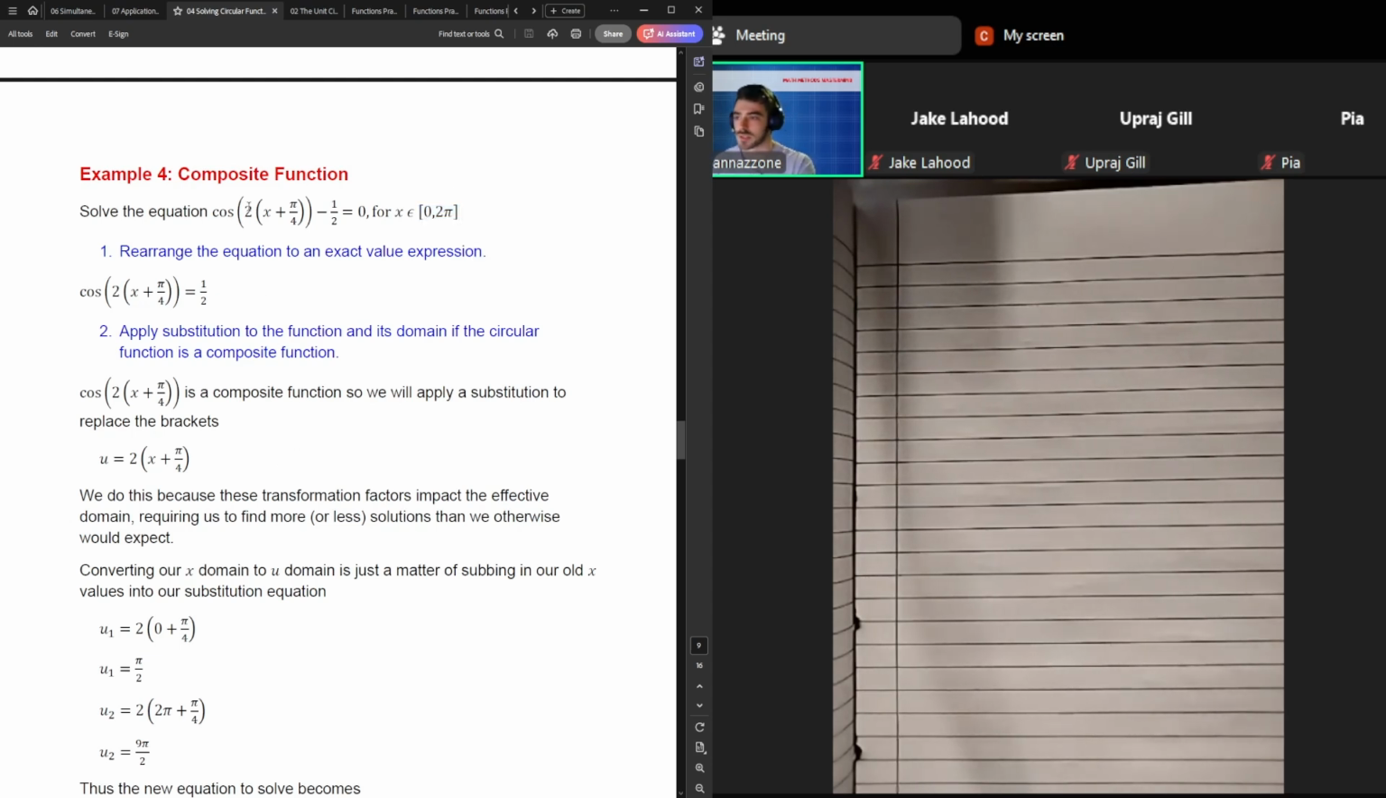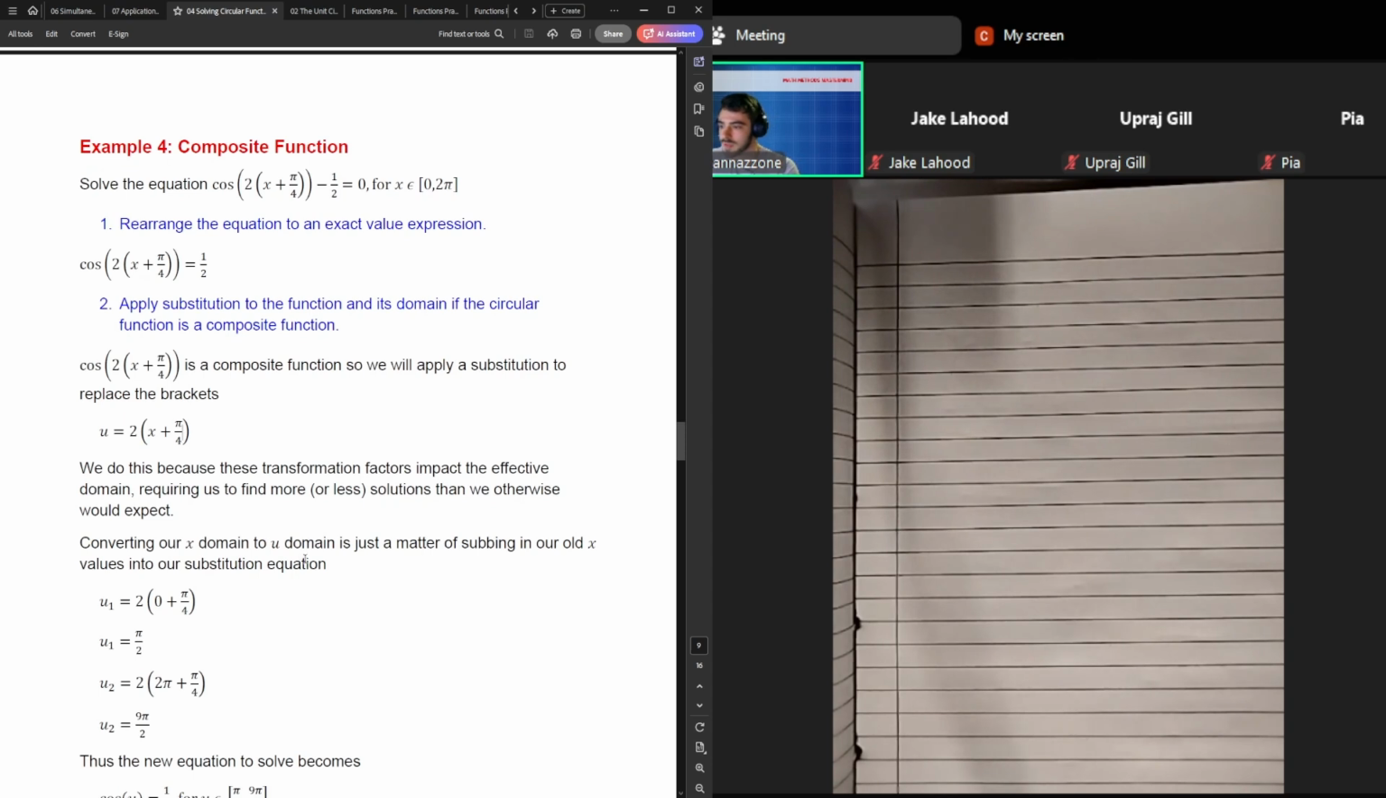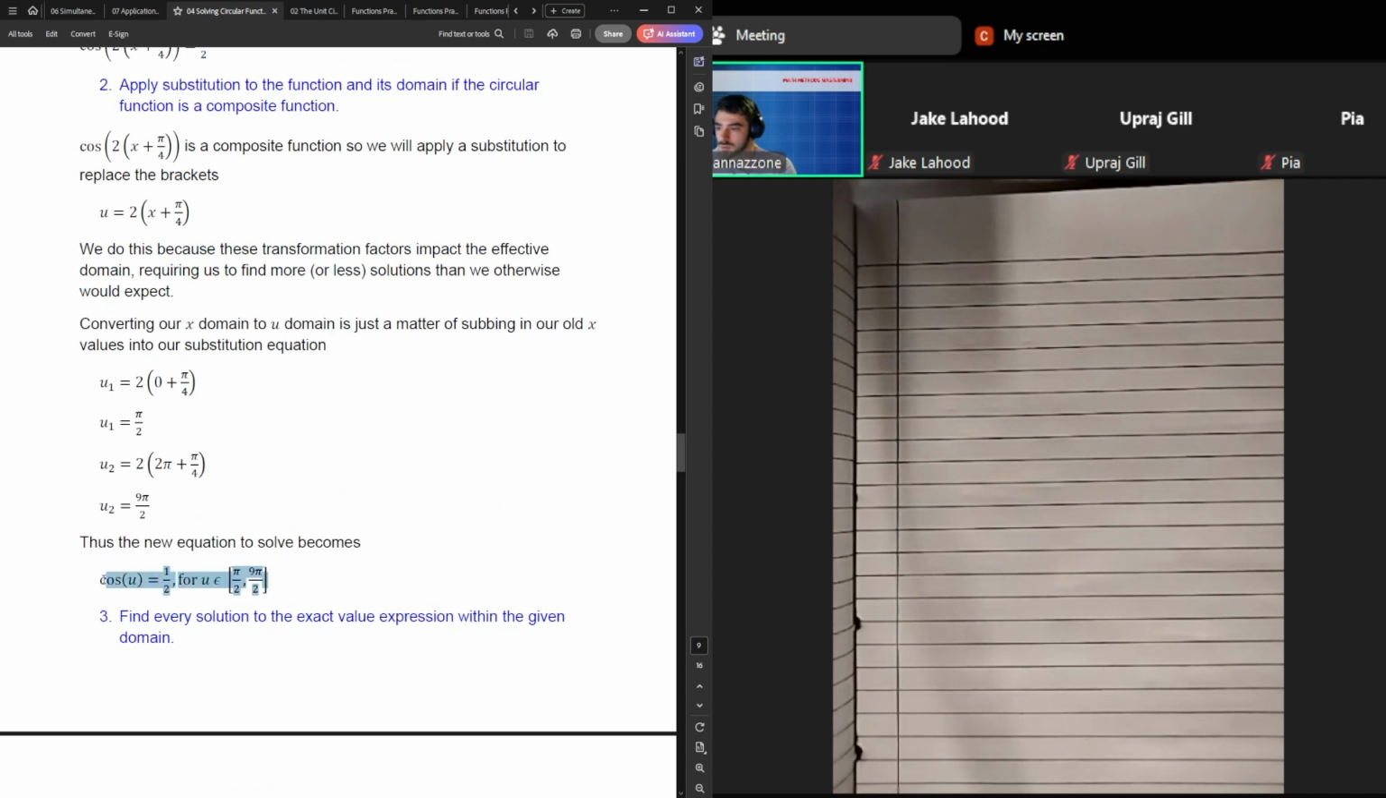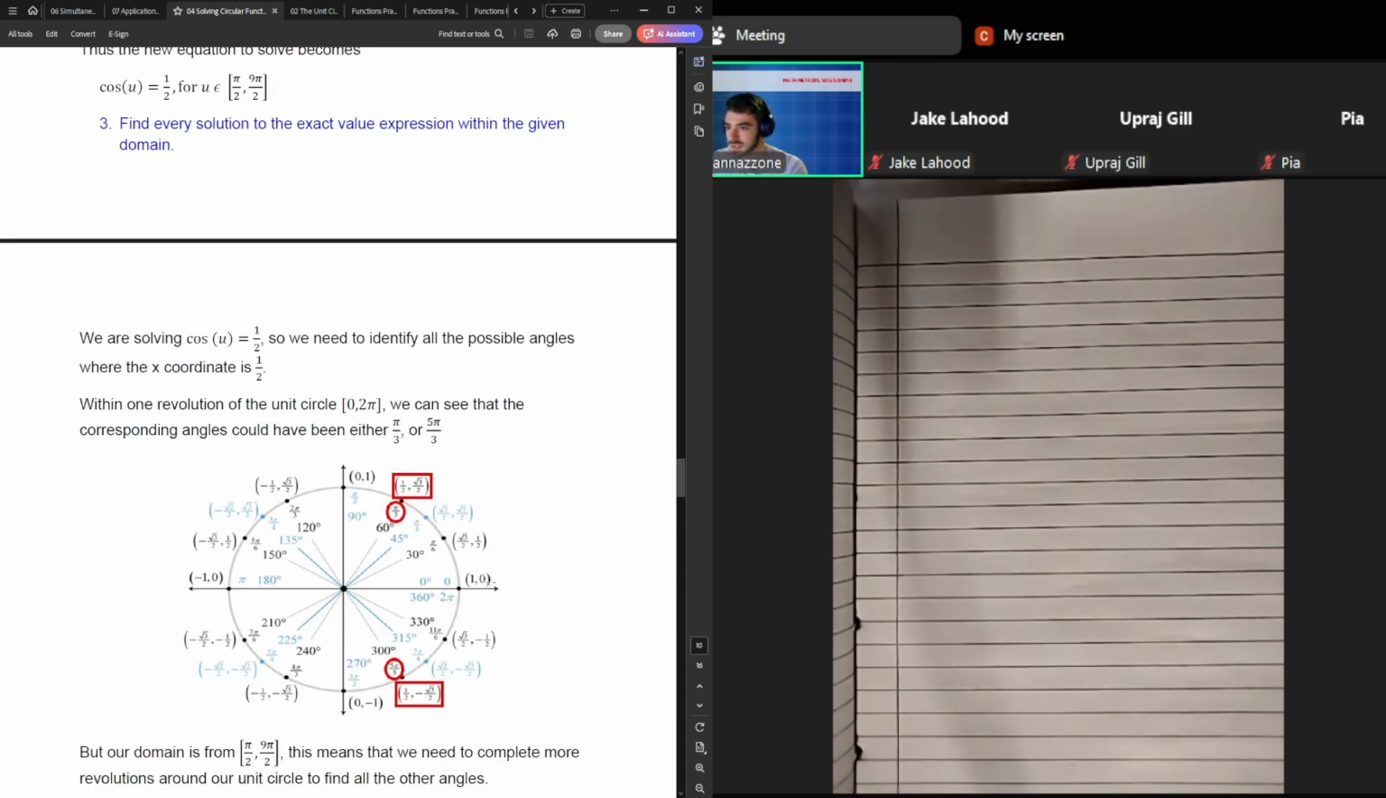So to reveal that properly, one of the things I like to do is take whatever's in the brackets as a substitution. In this case, u equals all of that. And from there, we have to change this x domain to make it in terms of u. You just take your x value and put it into the equivalent spot in the u equation. Do that for the lower bound, do that for the upper bound. What you're left with at the end is a nice and simpler equation to solve. It's simply where is cos equal to 1/2 between pi/2 and 9 pi/2. That is significantly easier to solve.